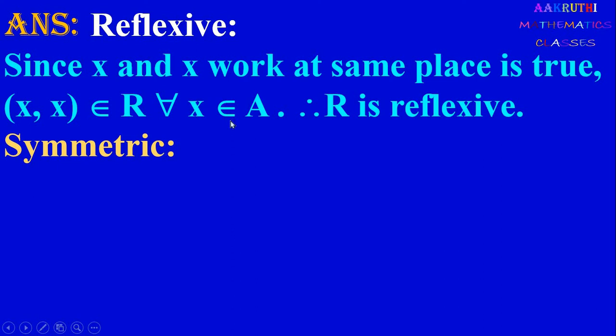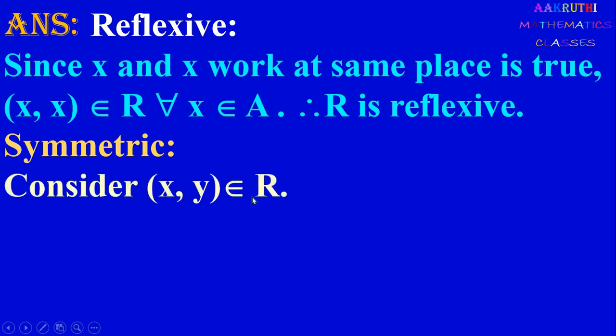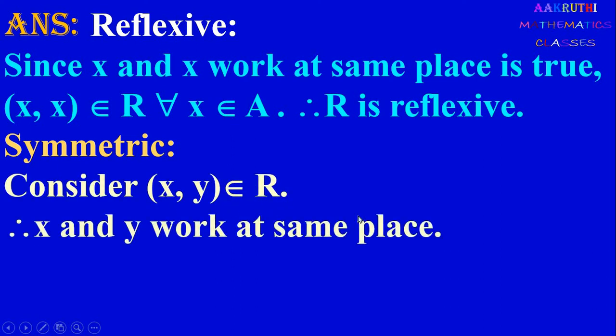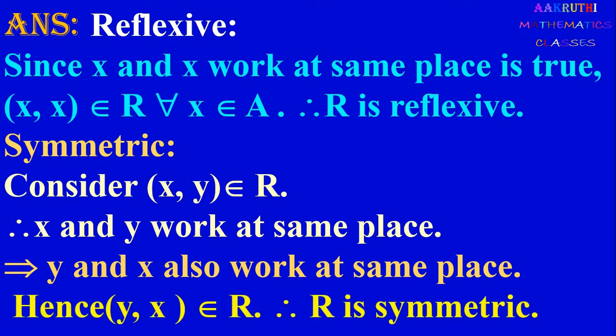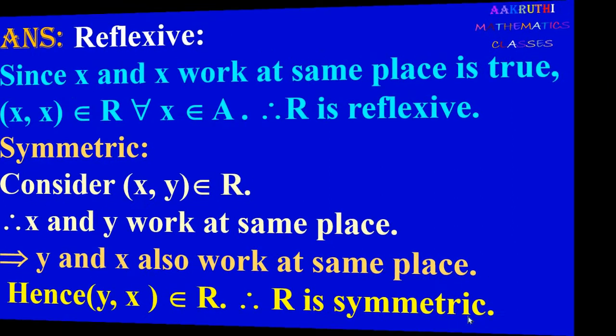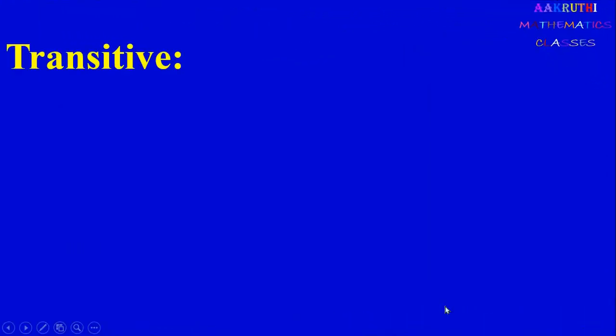Now consider symmetric. Consider (x, y) belongs to R. So this implies x and y work at the same place. If x and y work at the same place, then y and x also work at the same place. So therefore (y, x) belongs to R. Therefore R is symmetric. So (x, y) belongs to R and (y, x) also belongs to R. So next we check the transitive relation.